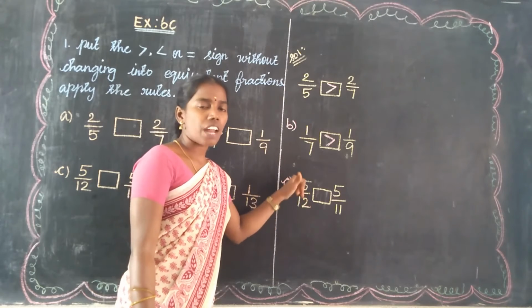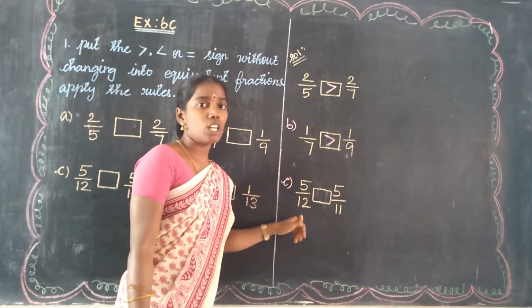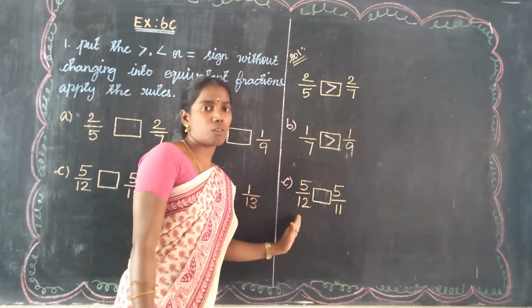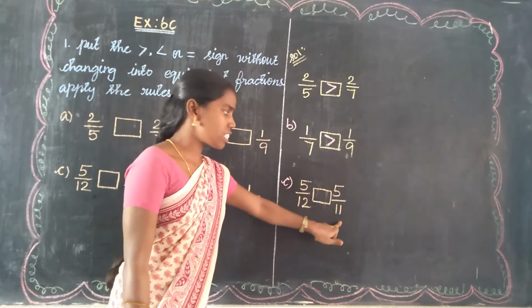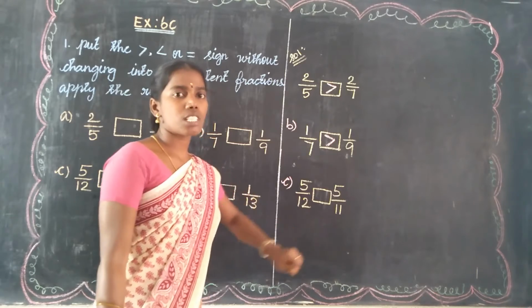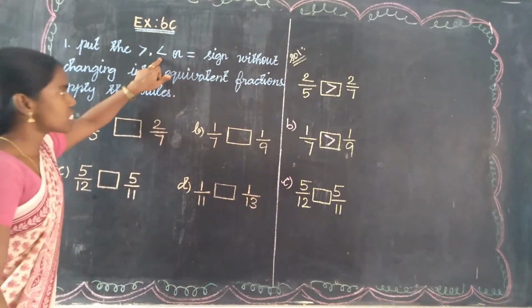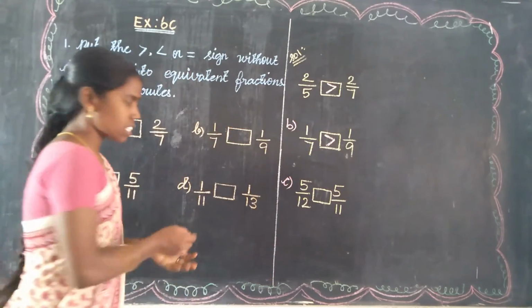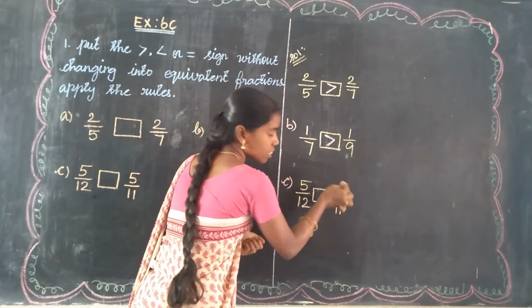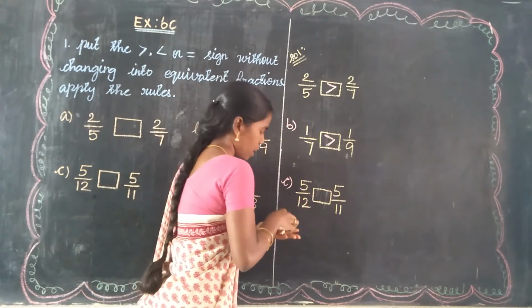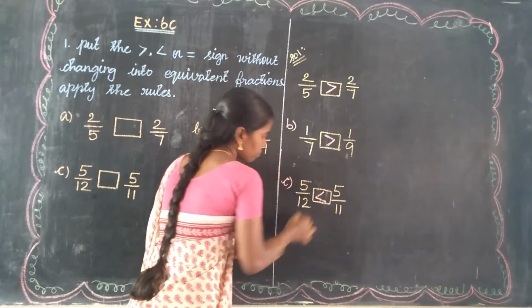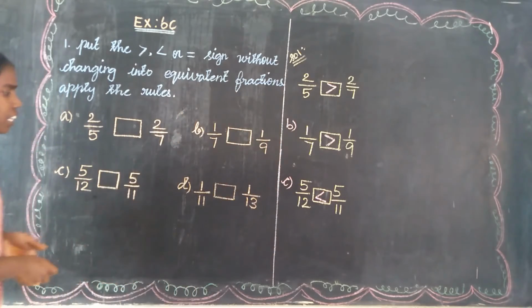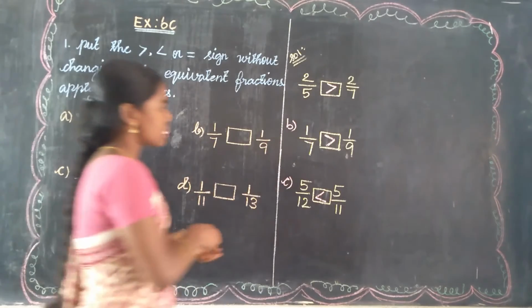Even though the denominator value increases, it is a fraction, so the value decreases. So which one is the greatest? 5 by 11 is the greatest, so 5 by 12 is less than 5 by 11. The symbol is less than. Is it? Yes. Next, listen, student, the next problem, D.